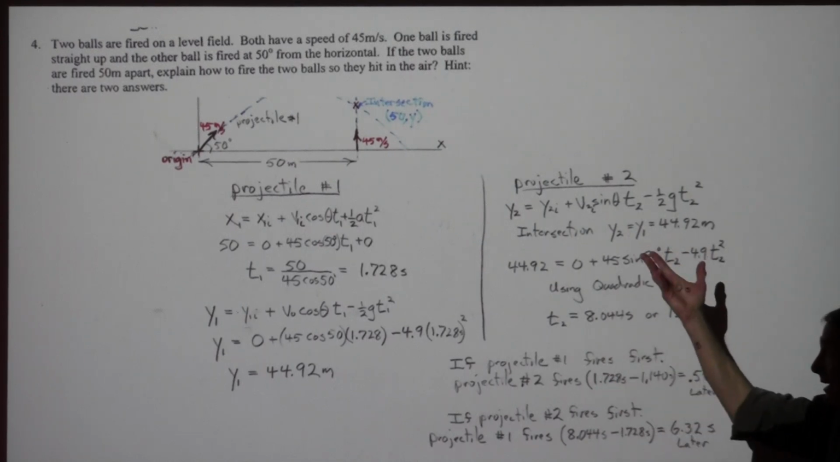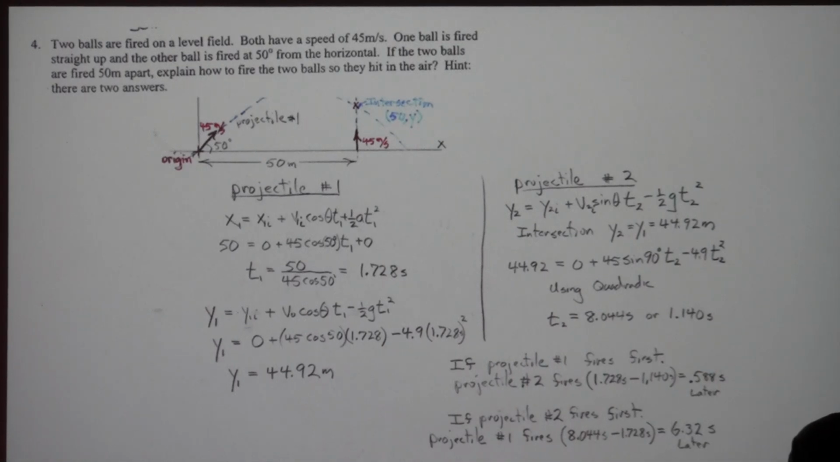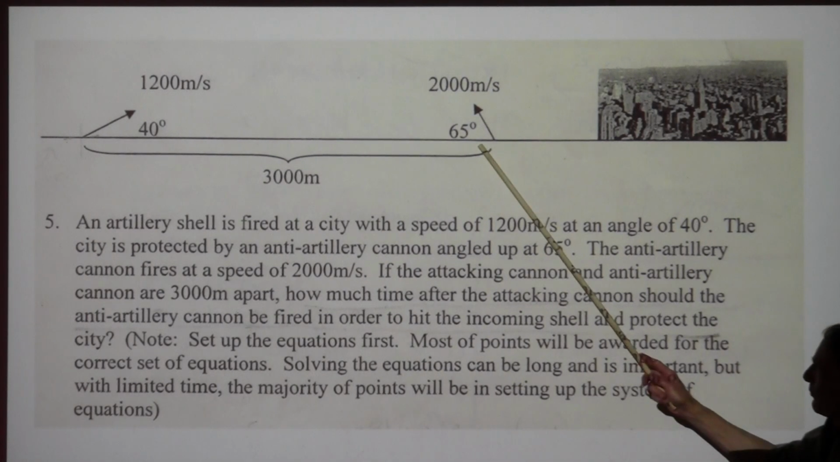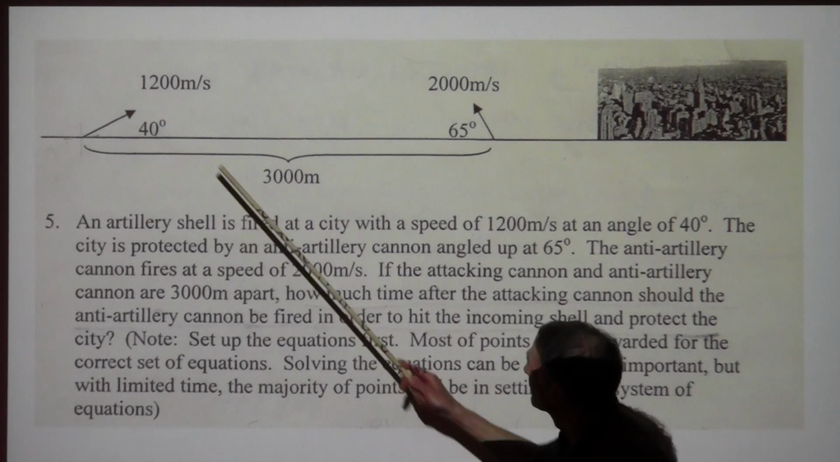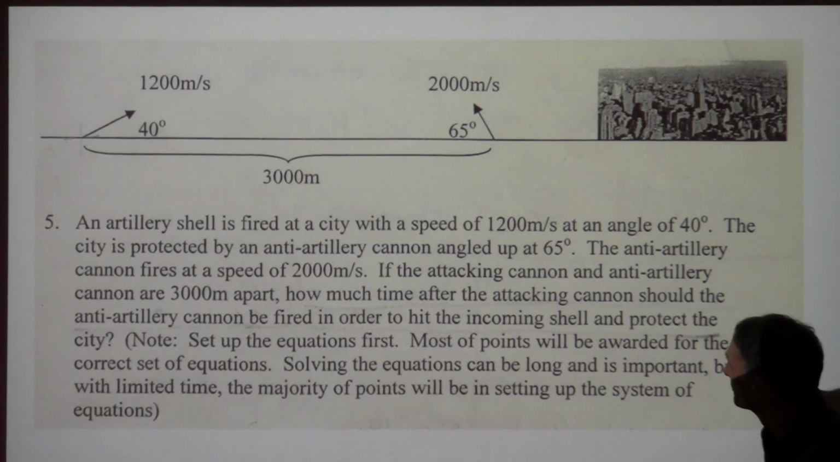But is this an exam question? Yes, it was. And he's even gotten worse than this. Here's one. How about 2 cannons? And this guy's fired, they're at different angles, different velocities. They're separated by 3,000 meters.